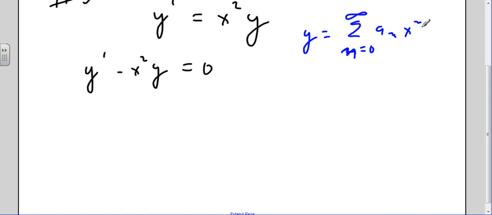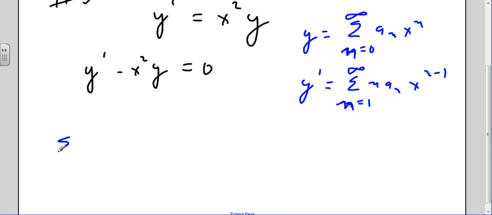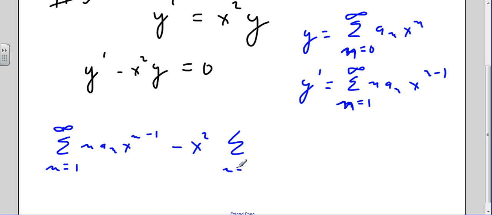and y prime is going to be summation n equals 1 to infinity n a n x to the n minus 1. Okay, so we're going to substitute those summations into our equation. We have summation n equals 1 to infinity n a n x to the n minus 1 minus x squared summation n equals 0 to infinity a n x to the n is equal to 0.